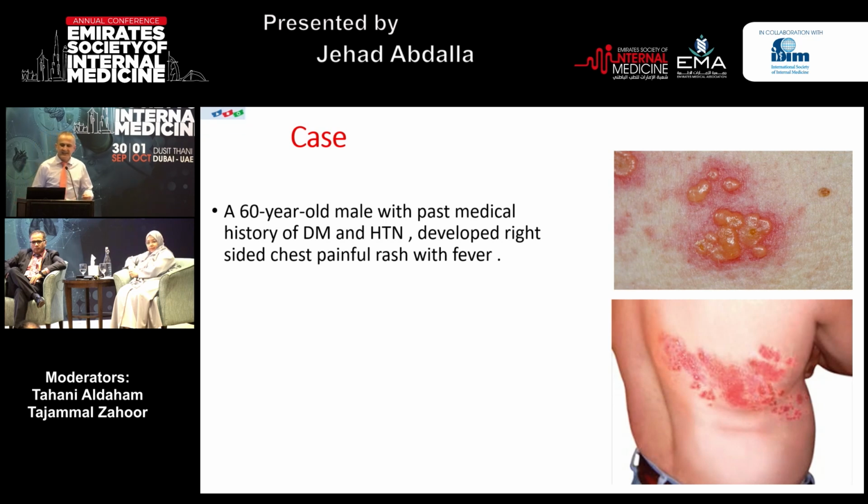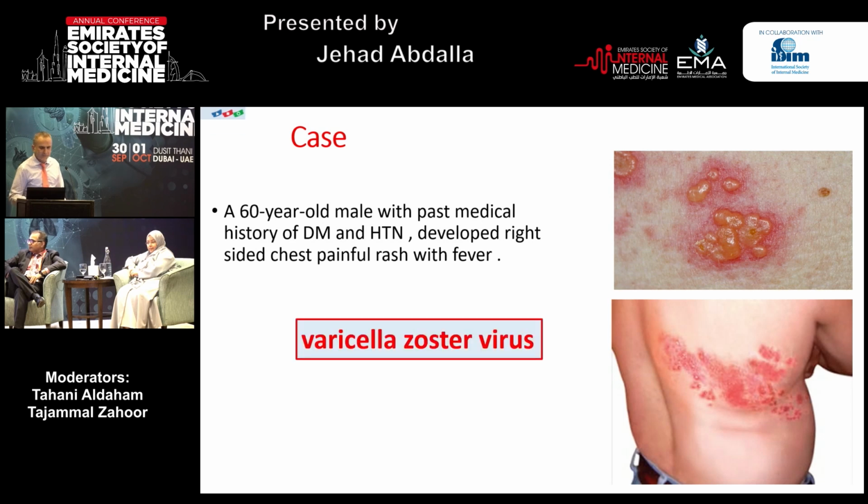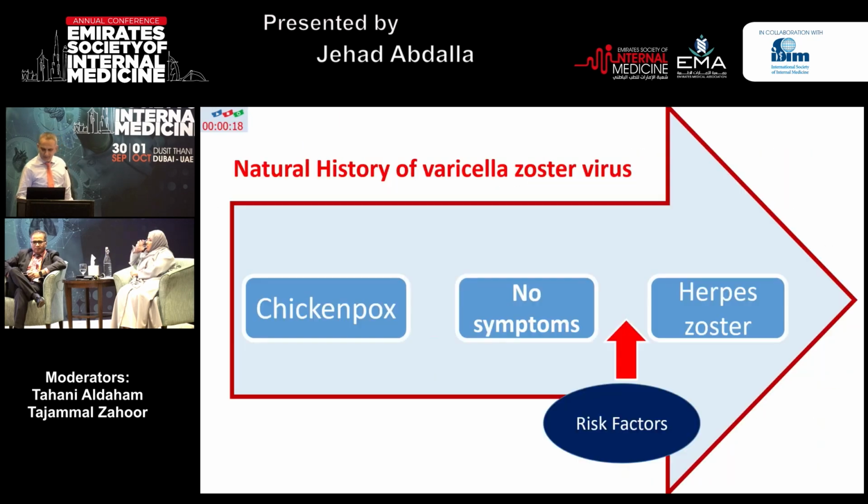This is an old guy, 60 years old male. He has diabetes, hypertension, developed right-sided chest painful rash with fever. And the rash, as you can see, there's vesicles, there's maculopapules. So what do you think? Zoster, varicella zoster. So the zoster happens the following.